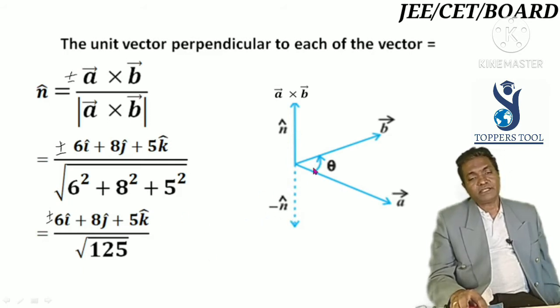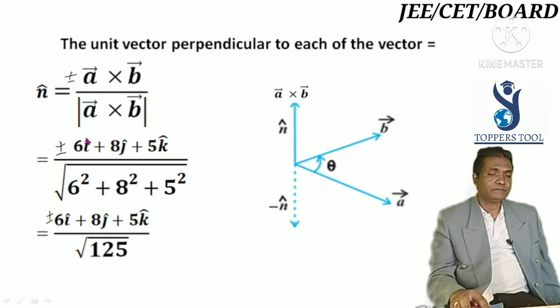So the unit vector which is perpendicular to both A and B can be written as either plus this or minus this. Now this is already found, and its magnitude is 6 square plus 8 square plus 5 square. Simplify, you will get square root of 125. So this is the unit vector which is perpendicular to both vector A and B. If you take the plus sign, this is the vector, and if you take the minus sign, this is the downward vector. Now we'll move to the next problem.